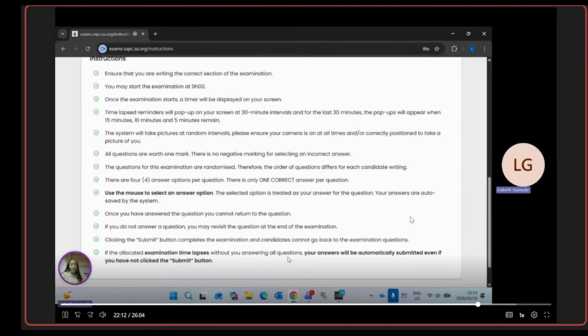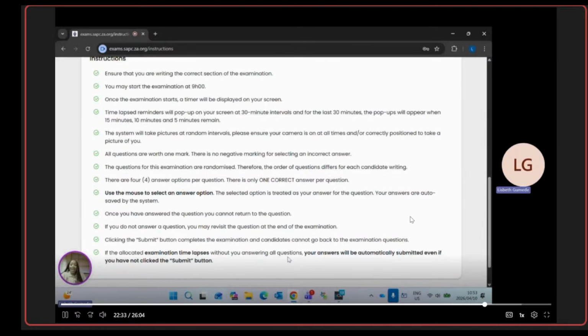So let's go through the times again. If you log in before 8 a.m., you will be put in the waiting lobby until 8. So if you try to log into the exam before 8 a.m., you'll be put in the waiting lobby, right? You need to wait until 8 and then you are put into here when you are waiting to start the exam.